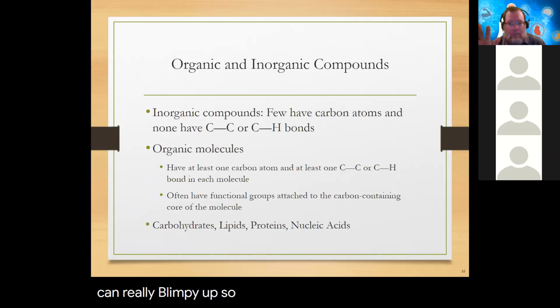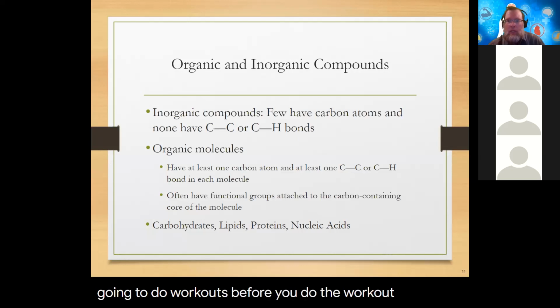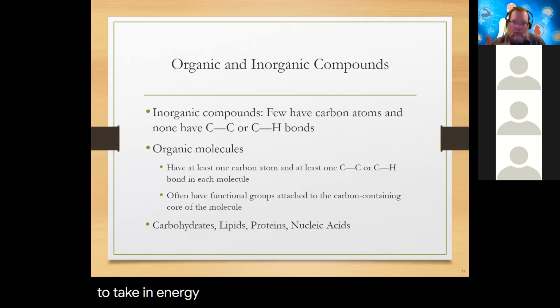So again, the body's preferred energy source is fruits and vegetables, honey, starches, pastas. Those are the carbs that you need. If you're going to do workouts, before you do the workout, you need to take in energy in the form of carbohydrates, and not complex carbs though. Don't eat a bowl of pasta while you're running on the treadmill.